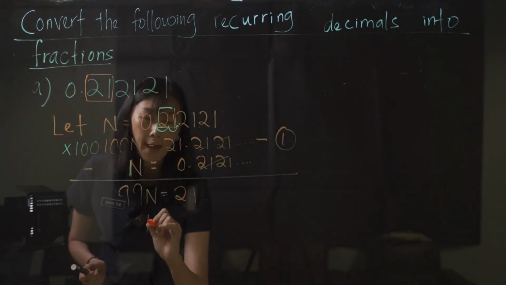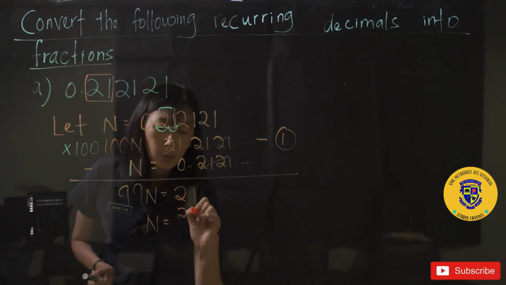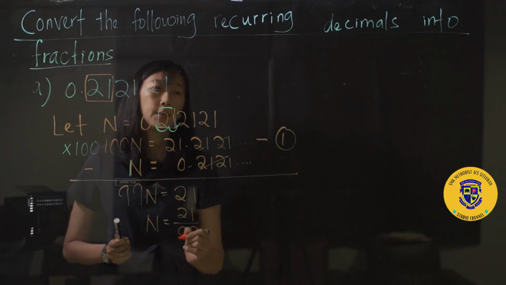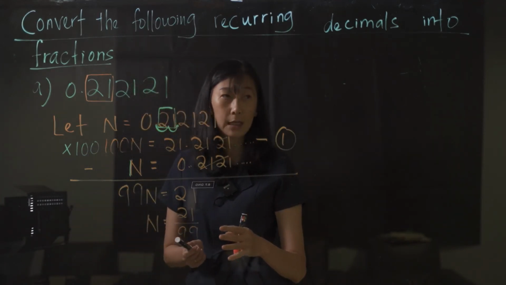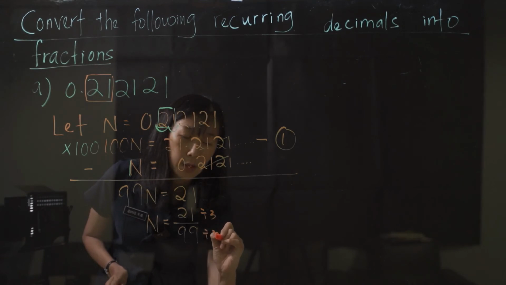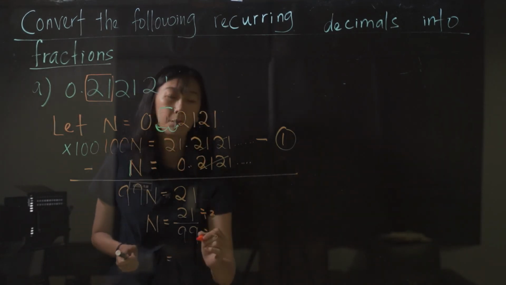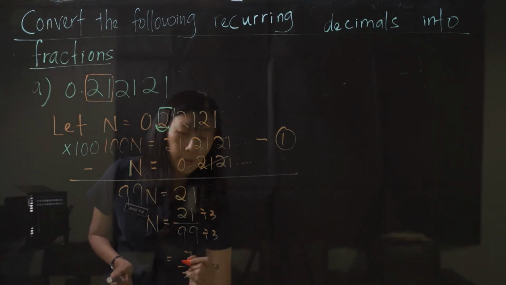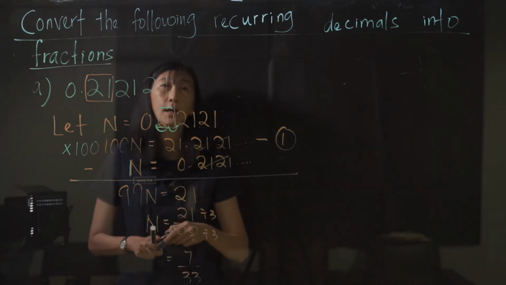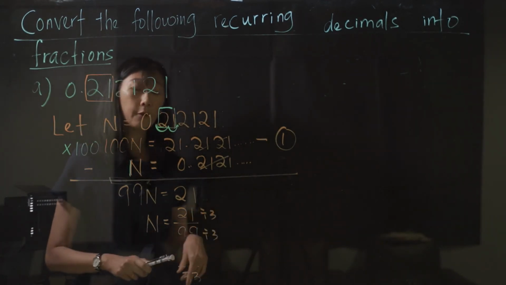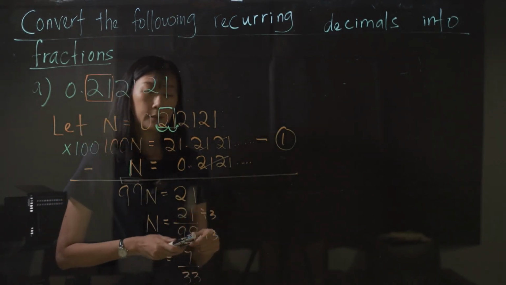So now n is 21 over 99. Here we can simplify it by dividing by 3. When you divide by 3, you will get 7 over 33. So we have expressed the recurring decimal as a fraction. So that's it.